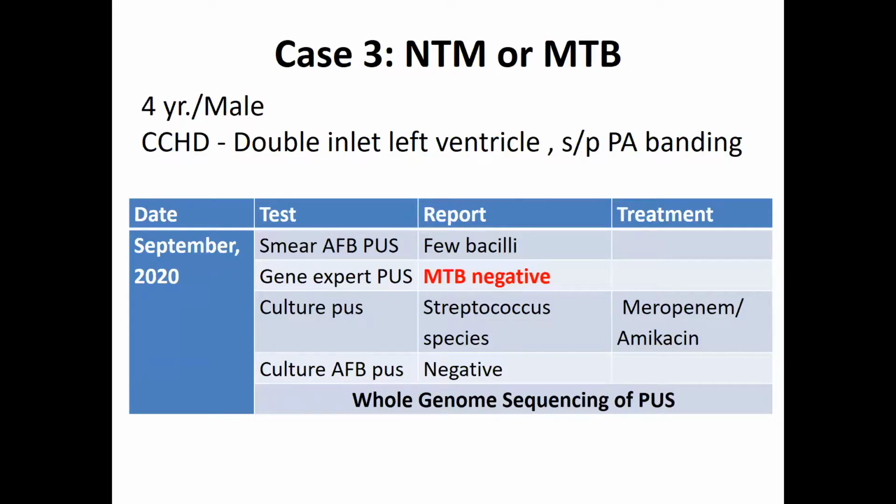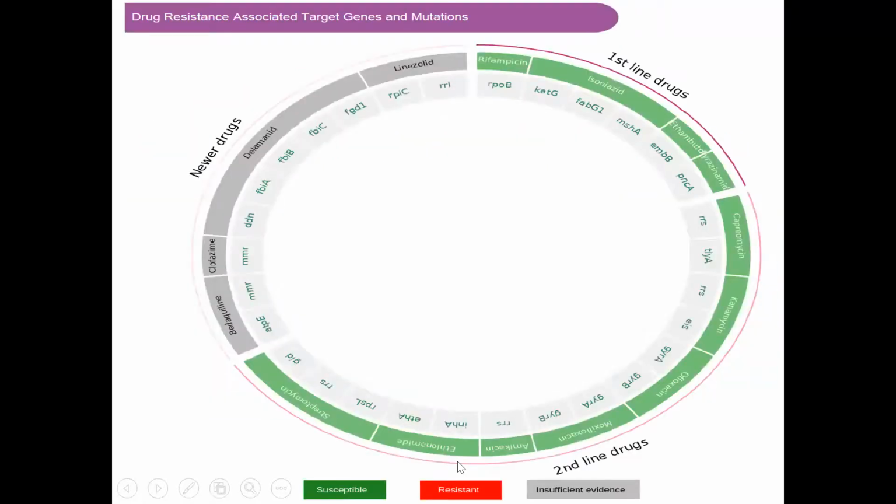So we sent the pus for whole genome sequencing to confirm whether it's a non-tuberculous mycobacteria at all, because we never grew a bacteria to identify whether it's NTM or TB. The whole genome sequencing confirmed it to be Mycobacterium tuberculosis complex, which was pan-susceptible, no resistance at all. So this was quite surprising, but we were able to rule out non-tuberculous mycobacteria.